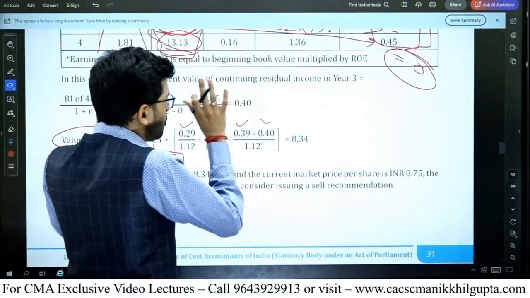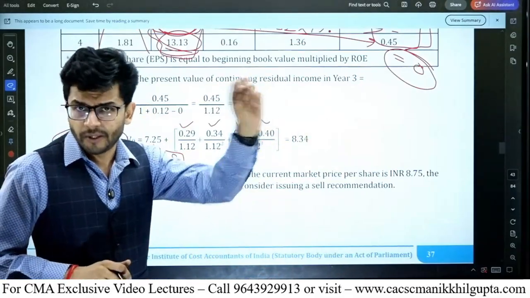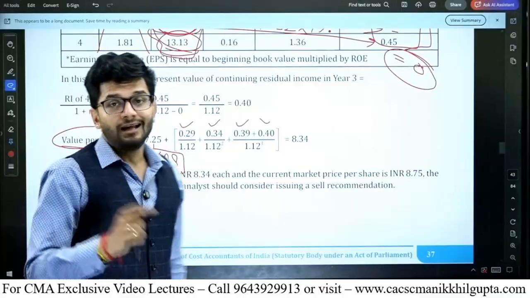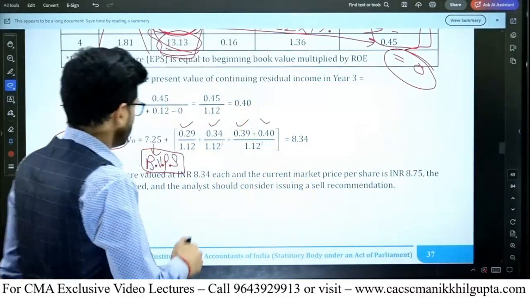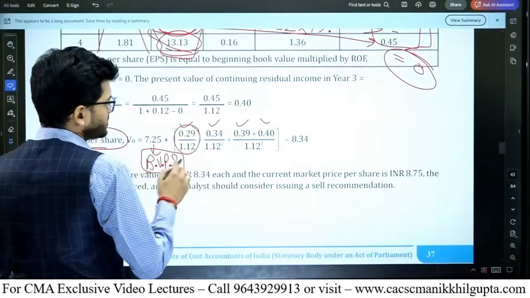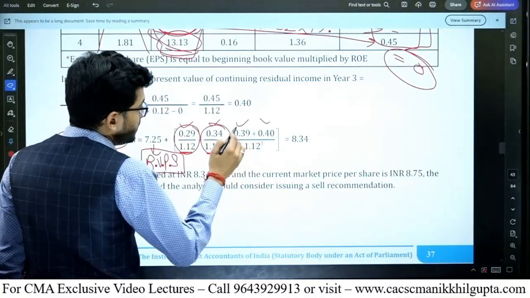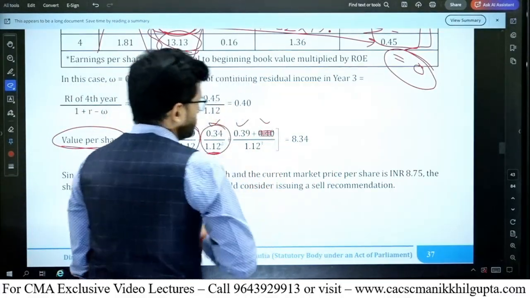Now in this question, there is a complexity which the question has inserted, which according to me is not required. There is a straightforward way of doing this question. 7.25 is the base BVPS. We will add all the residual incomes of the future years multiplied by their discounting factors. So 0.29 is discounted for 1 year, 0.34 for 2 years, at 12%.